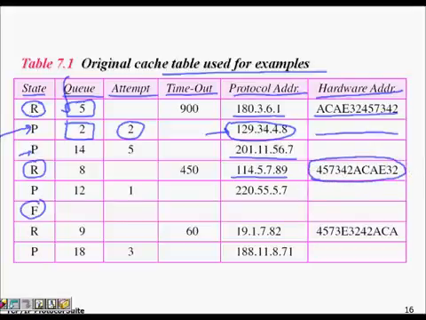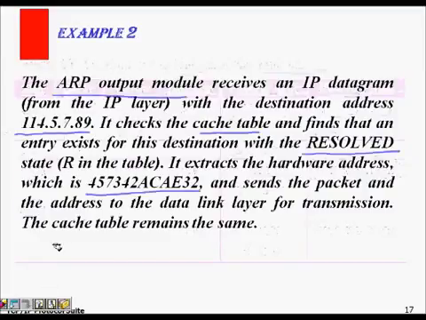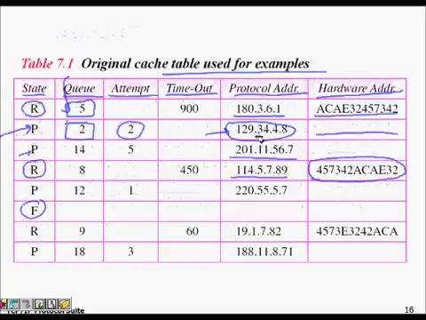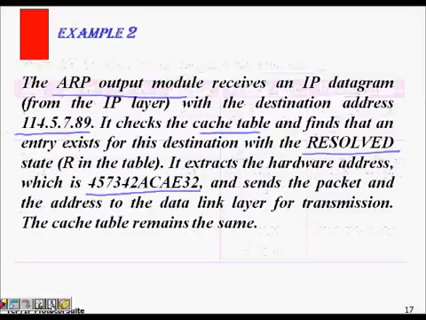So this is fine. Next it says 20 seconds later. Now our output module again receives an IP datagram from the IP layer with a destination address. We have to check whether this IP address is present in the cache table. If it is, then it is fine, but if it is not, then what will I do? Let's check: 116.1.7.22. There is nothing like 116 here, so that is not there.